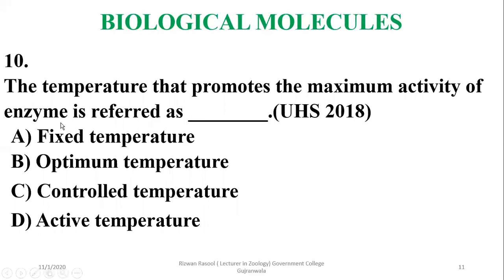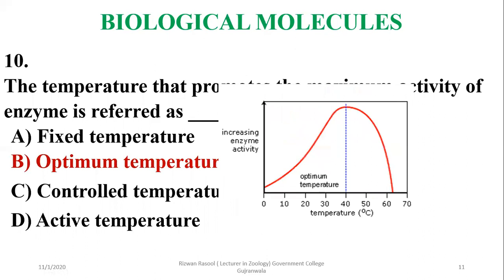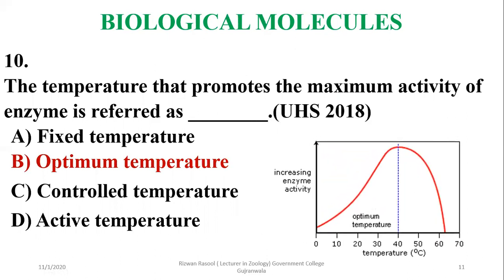Biological molecules: the temperature that promotes the maximum activity of enzymes is referred to as optimum temperature. In the same way, the pH which is most suitable for enzyme activity is optimum pH. But here beta is the right option.